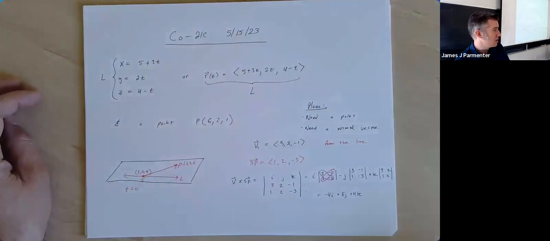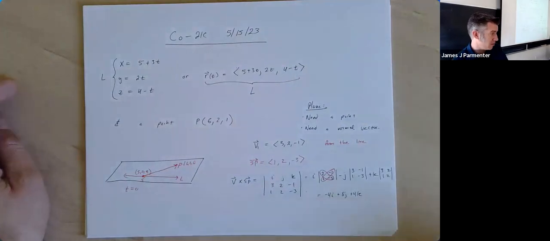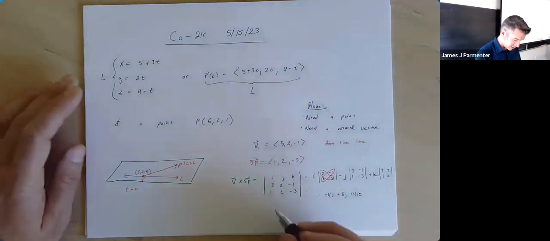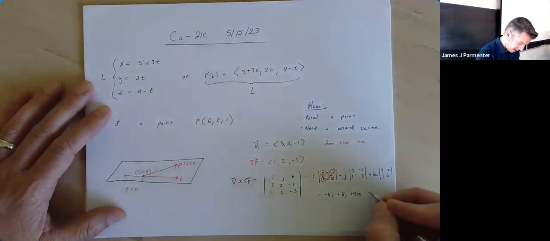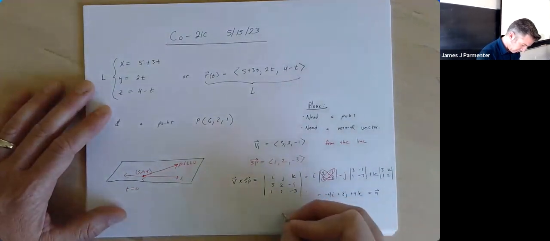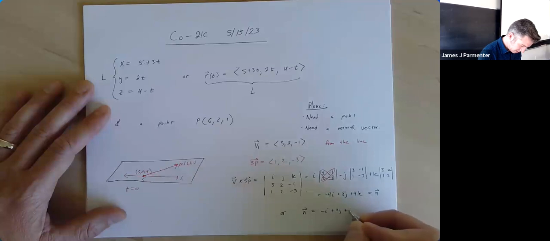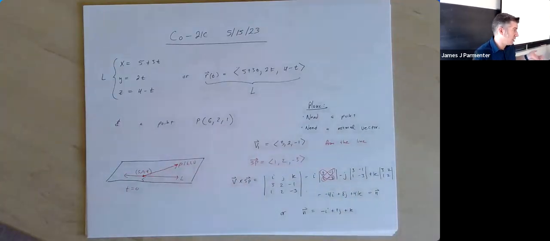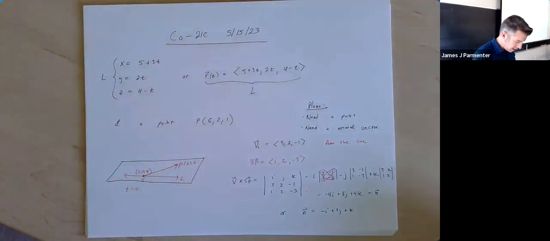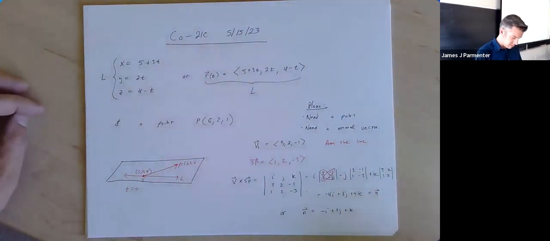And then you could either use this vector or you could use a lesser multiple of it. For example, you could say that's n, or if you prefer, we could say the normal vector is maybe -i plus 2j plus k. They're parallel to each other, so it doesn't matter if we use the larger one or the smaller one. Totally fine.